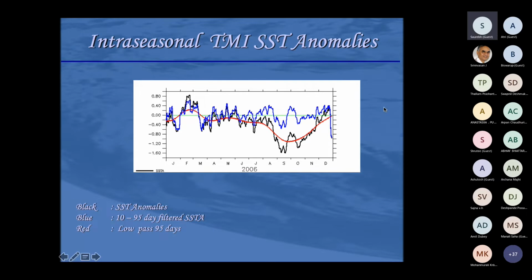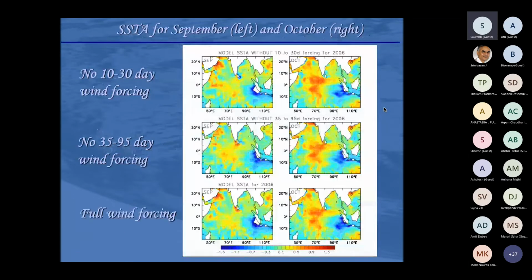And then we can apply the forcing and see the extent up to which these frequencies are affecting the evolution of the phenomenon. So these are the results from those experiments. In one experiment, we don't have the sub-monthly forcing. In another experiment, we don't have the Madden-Julian forcing. And in the third experiment, we have all the wind forcing.